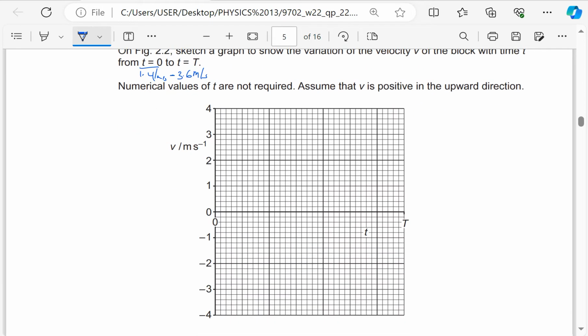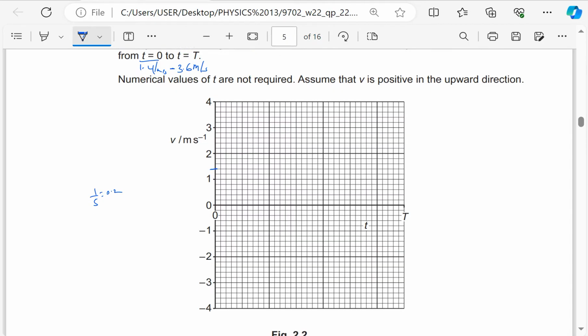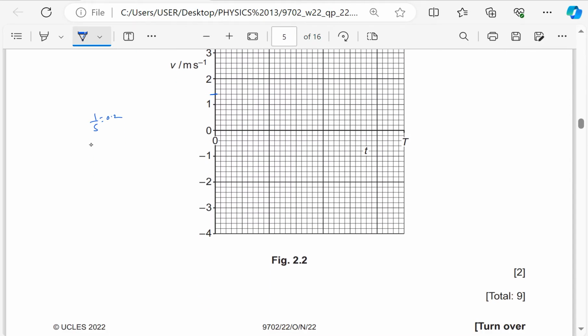Okay, so I look for 1.4. The scale on the vertical is 1 divided by 5, which is 0.2. So the 1.4 is here. Then I will look for negative 3.6. So 3.6 is going to be here. So I'll just draw a straight line through these 2 points, of course, to cross the x-axis because there's a change in direction.